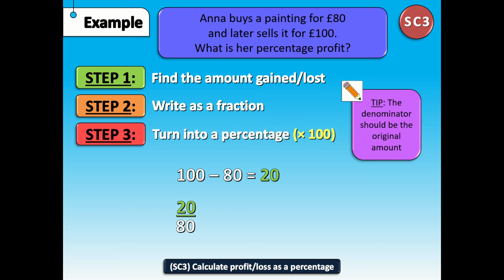And then we can turn it into a percentage by timesing this by 100. So if it's a calculator paper, we can simply type in the fraction and then times it by 100. Or if it's on a non-calculator paper, I can simplify the fraction, turn it into a decimal, and then times by 100. So I should get 25%.